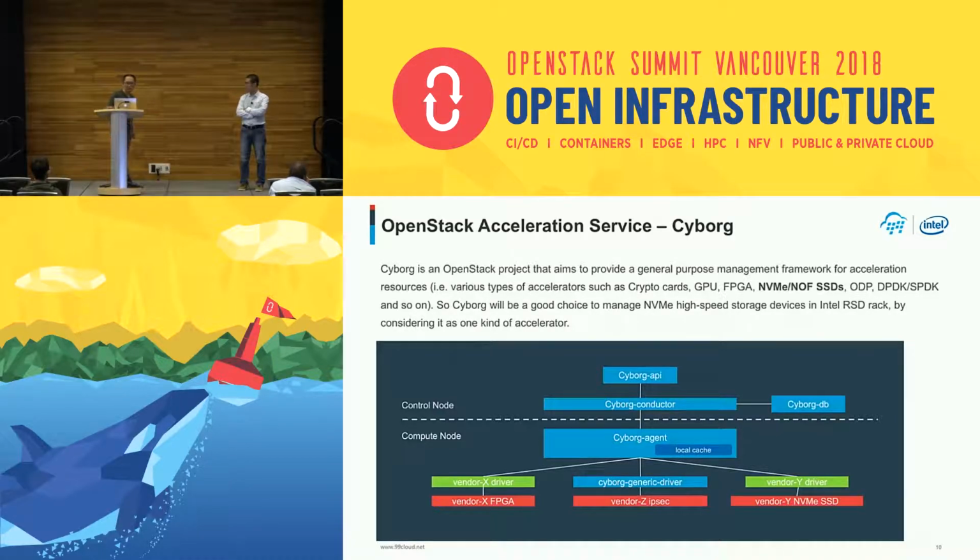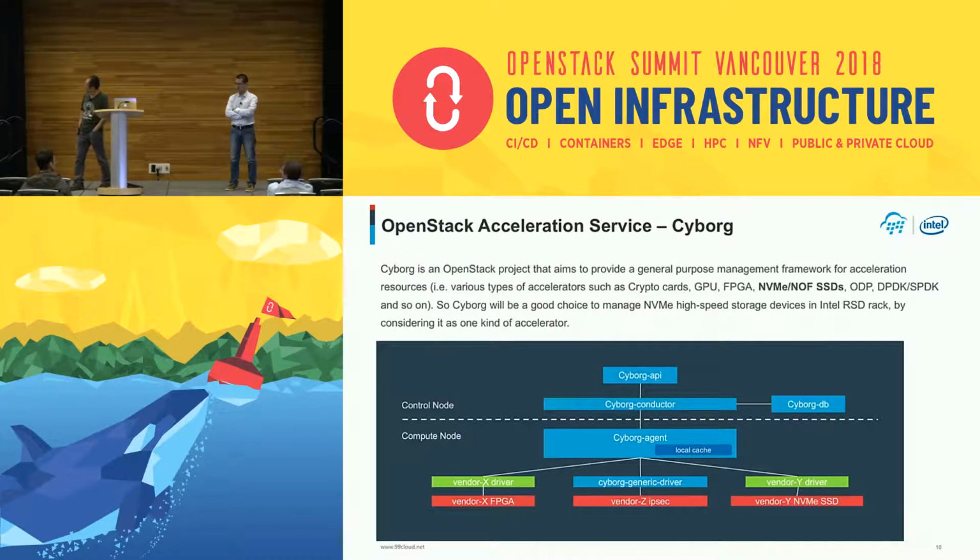Just now, Shuquan mentioned that in 2018, the Intel RSD hardware product has one very important feature: NVMe storage over fabrics. So for both software and hardware, NVMe storage support is very important. So that's the reason we continue that. In this page, this architecture diagram, we can see Cyborg has several layers of services.